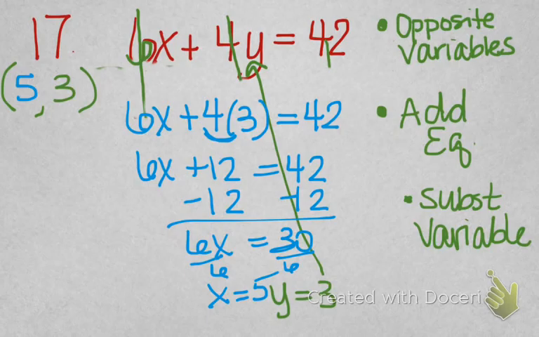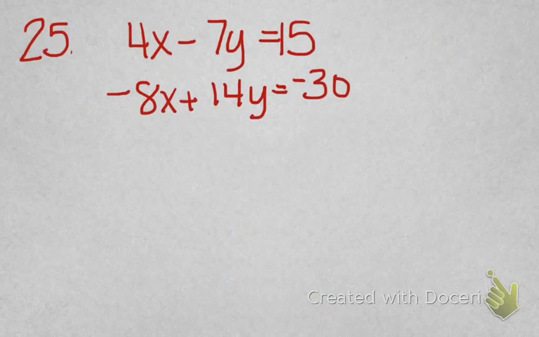Pause the video if you need to, rewatch parts of it, and make sure you understand question number 17. And then try number 19 and check your answer with the one in the book. I'm going to move on now and do question number 25. So you'll notice the directions on the second portion. It says to tell whether the system has one solution, infinitely many solutions, or no solution. So you still have to start out solving it the same.